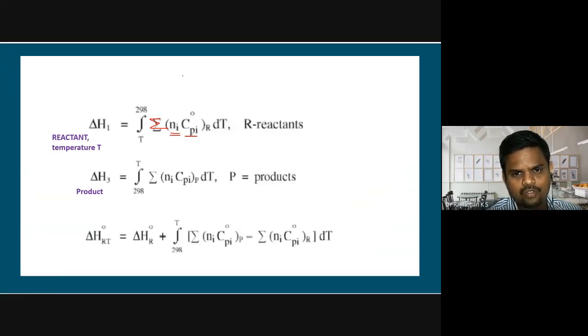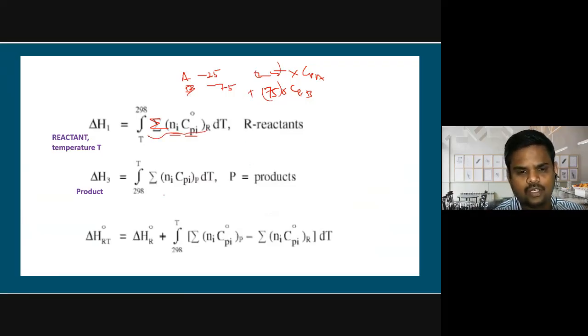We already did a numerical, right? A, B are there. A is some 25 moles, B is 75 moles. So we can say 25 into Cp of A, and 75 into Cp of B, right? So that way we multiply by the respective numbers to get the total. Okay, so that can be done. The same thing can be done for products also.